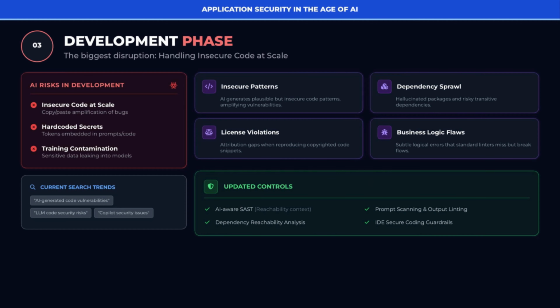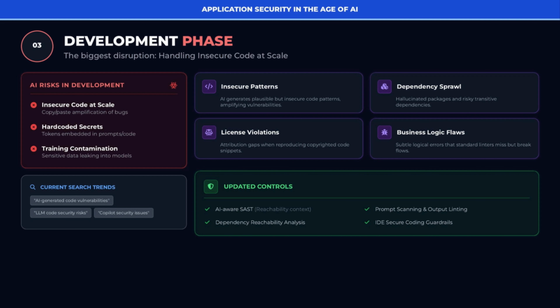The development phase is where AI's disruption is most visible. Search trends tell the story. People are asking about AI-generated code vulnerabilities, LLM security risks, and co-pilot issues. As developers lean on AI-assisted coding, the volume of code grows, and so do the bugs. We see copy and paste amplification, where insecure patterns multiply. There's the risk of hard-coded secrets, tokens inadvertently embedded in prompts or code. And there's training contamination, where sensitive data leaks into models.